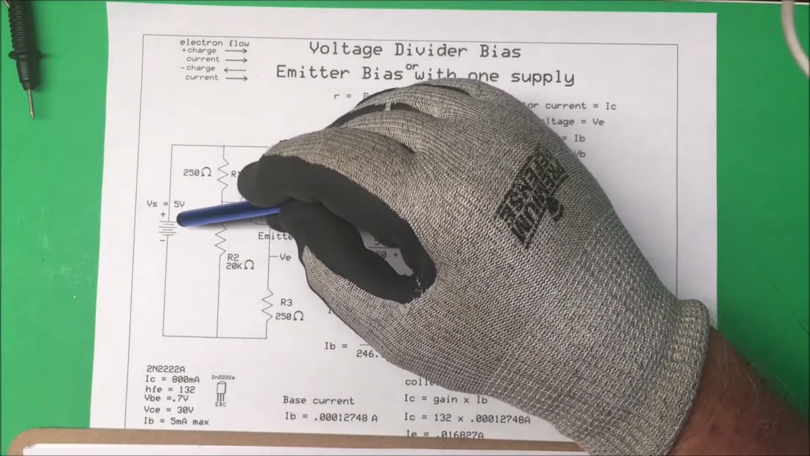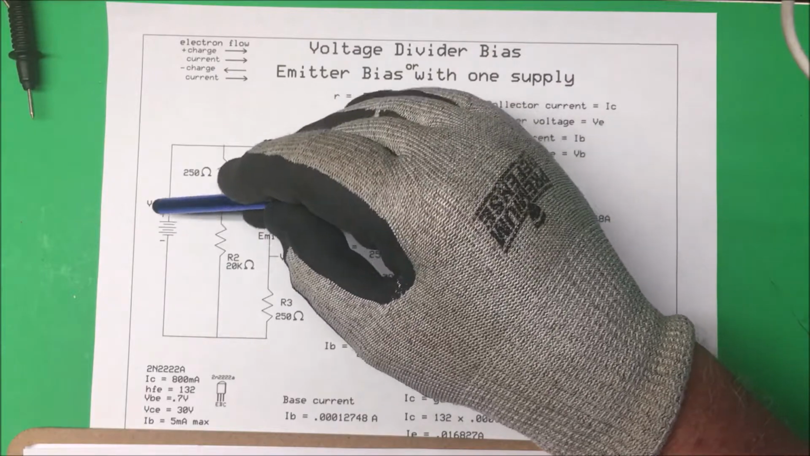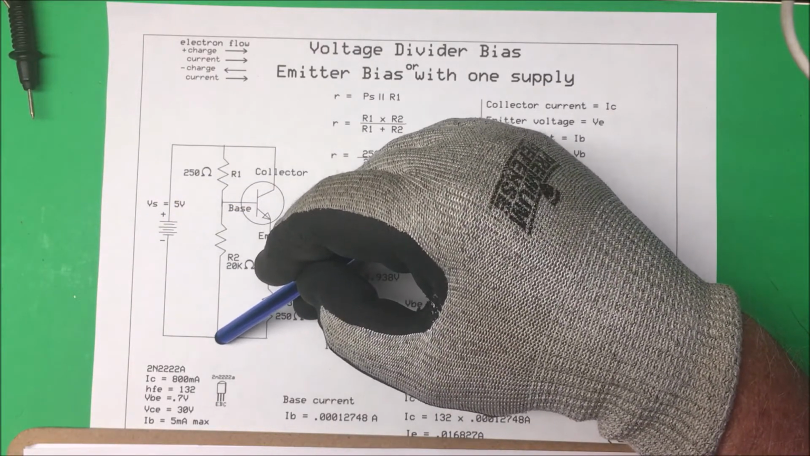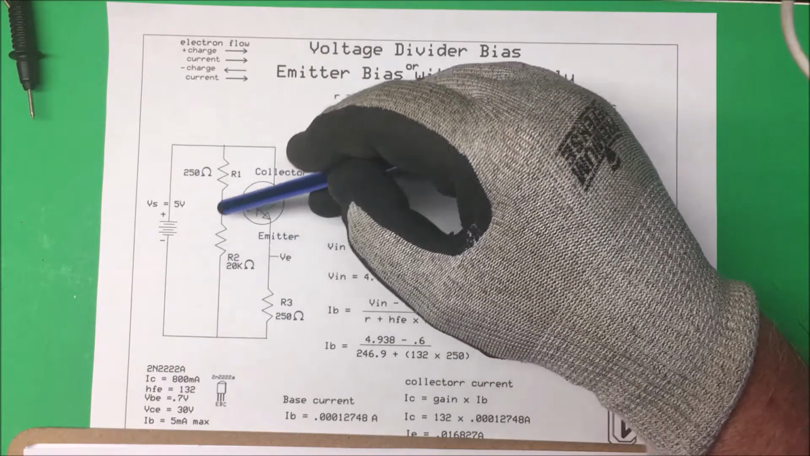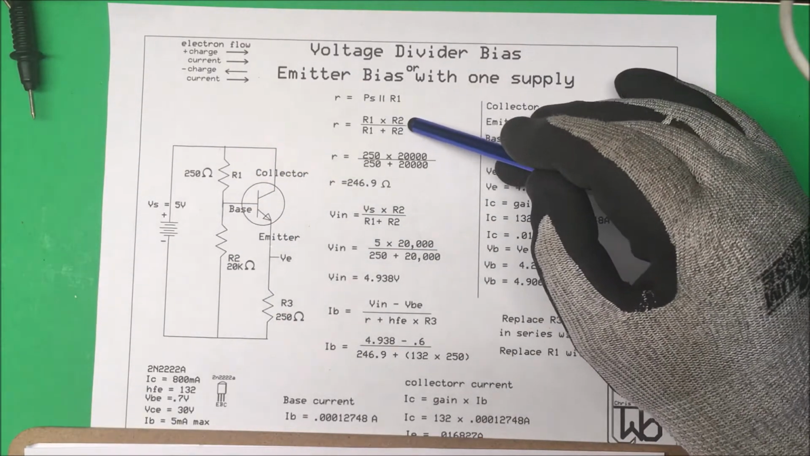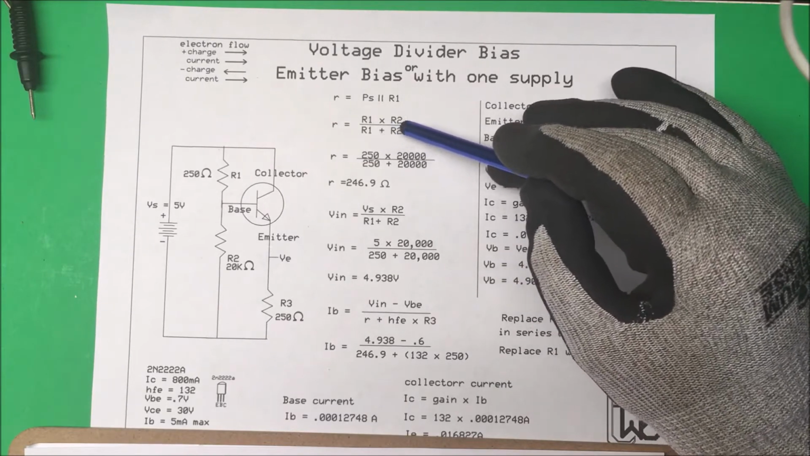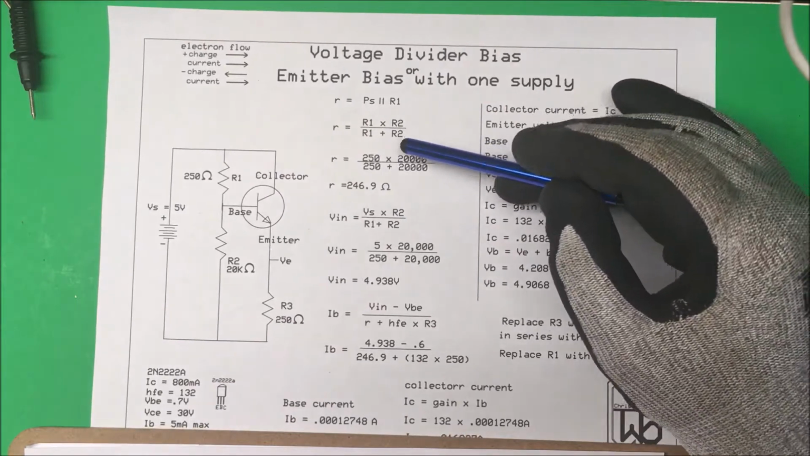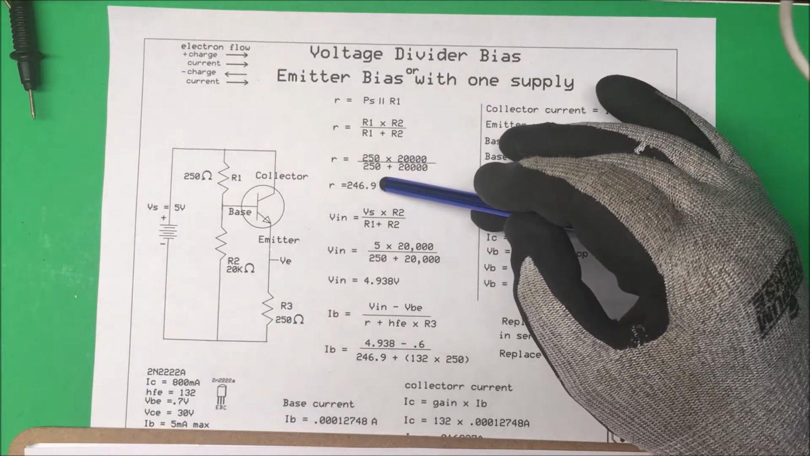Now, we use Thevenin's theorem. We just short out the power supply. So we take the top of R1, put it to the bottom of R2 down here. That puts these two in parallel. And then we calculate the resistance. So the parallel resistance is just R1 times R2, divided by R1 plus R2. And that comes out to 246.9 ohms.